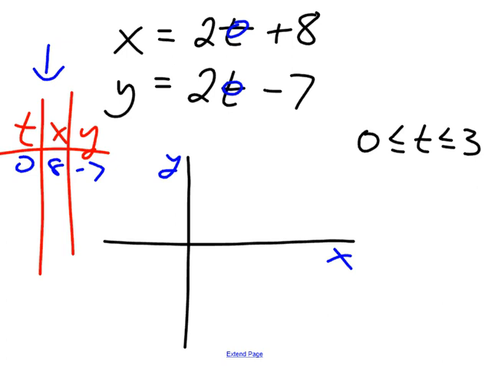Pause it. So what did you guys say for the next spot on the t-x-y chart? Hold on. What was t, though? Okay, for 1, you got 10, and you got negative 5. Raise your hand if you guys had the same thing. And the last one? 2, I'm assuming, with 12 and negative 3.